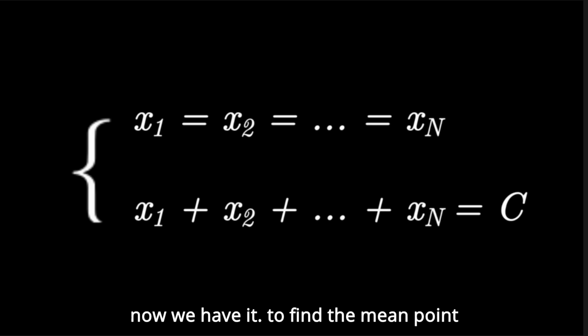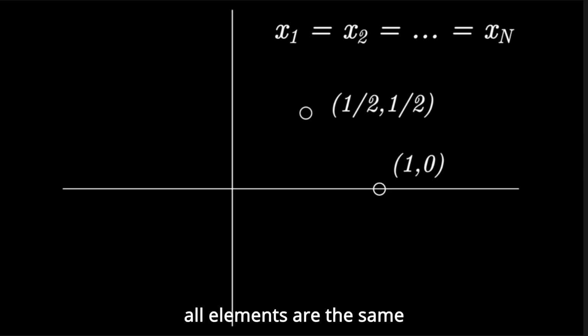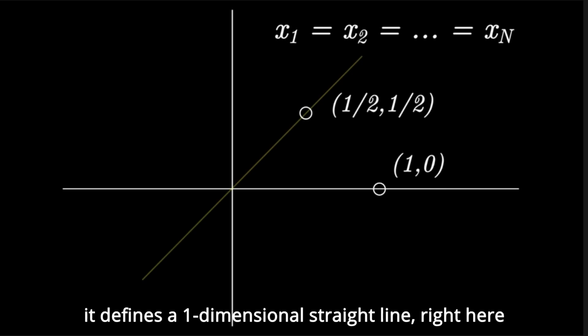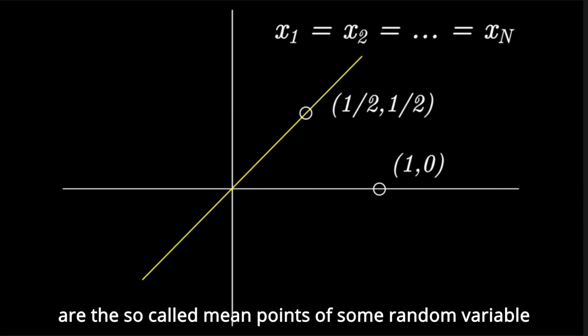Now we have it. To find the mean point, we solve for two sets of equations. The first set, all elements are the same. That actually consists of n-1 equations. So in an n-dimensional space, it defines a one-dimensional straight line right here. We call it the central line, since all points on this line are the so-called mean points of some random variable.